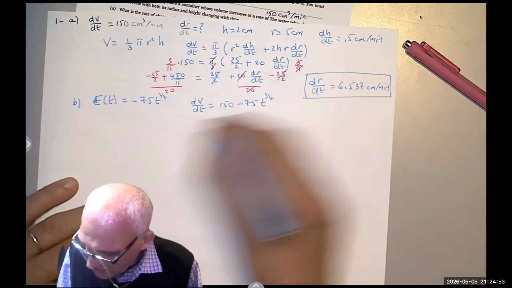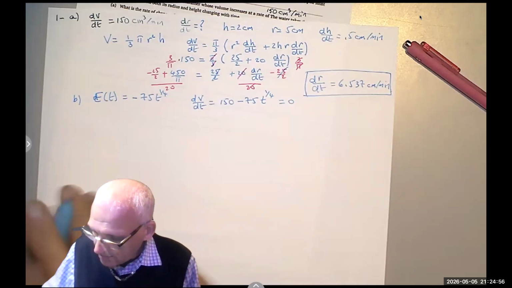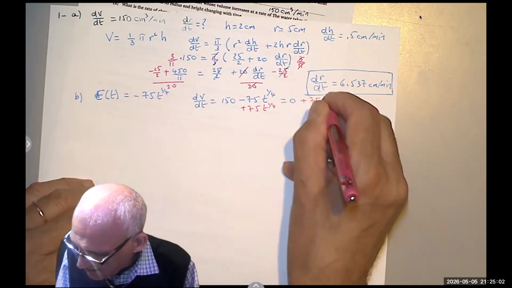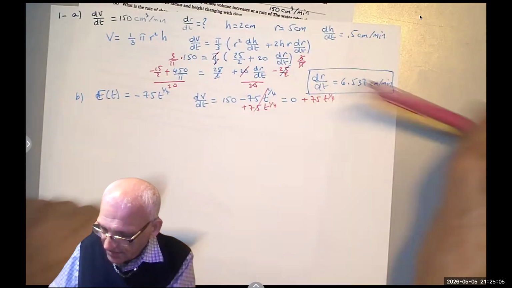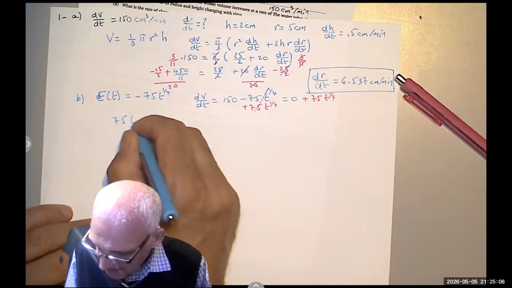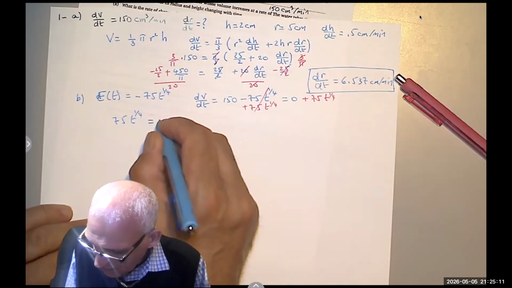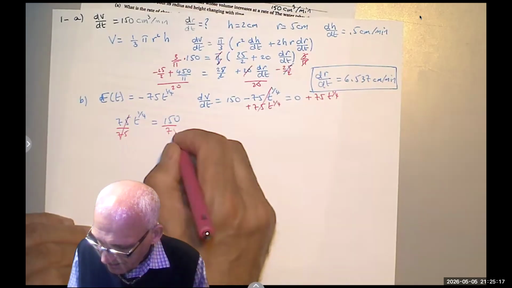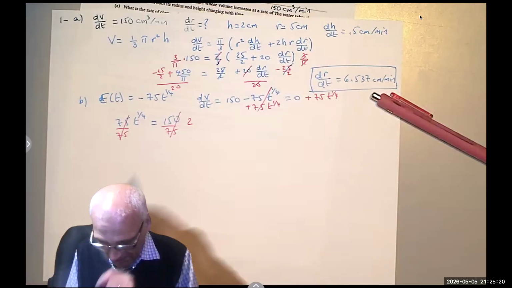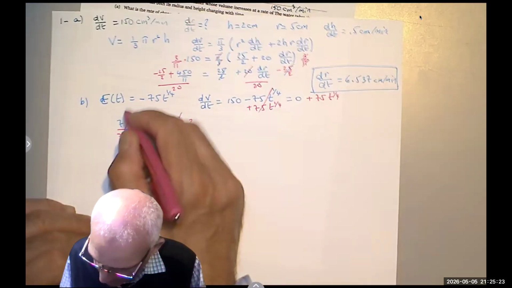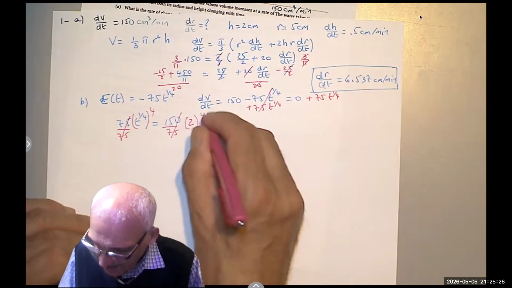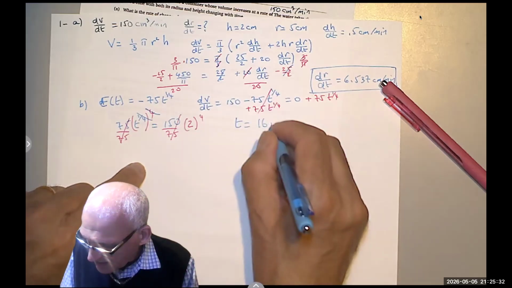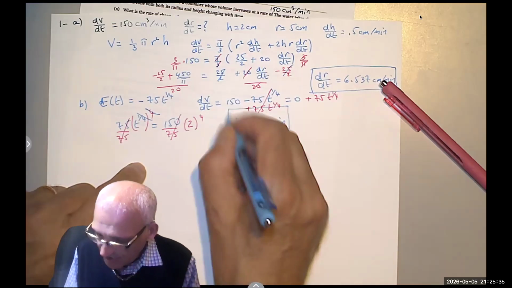So first of all, you equate that to 0. So you add 75 t to the 1/4 to both sides. I'm going to move this to the left and this to the right. So I will get 75 t to the 1/4 equals 150. Then I'm going to divide by 75. I get t to the 1/4 equals 2. And then I'm going to raise both sides to the 4th power, right? So I can cancel this and I get t equals 2 to the 4, or 16 minutes. It will take 16 minutes to reach the maximum.